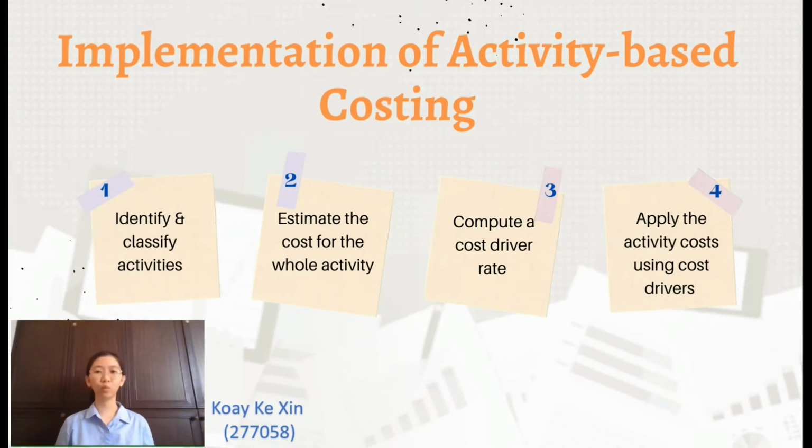Based on the slide here, we can see that there are 4 steps to implement activity-based costing. The first step is we need to identify and classify activities. Next, we need to estimate the cost for the whole activity and compute a cost driver rate. The last step is to apply the activity cost using the cost driver.